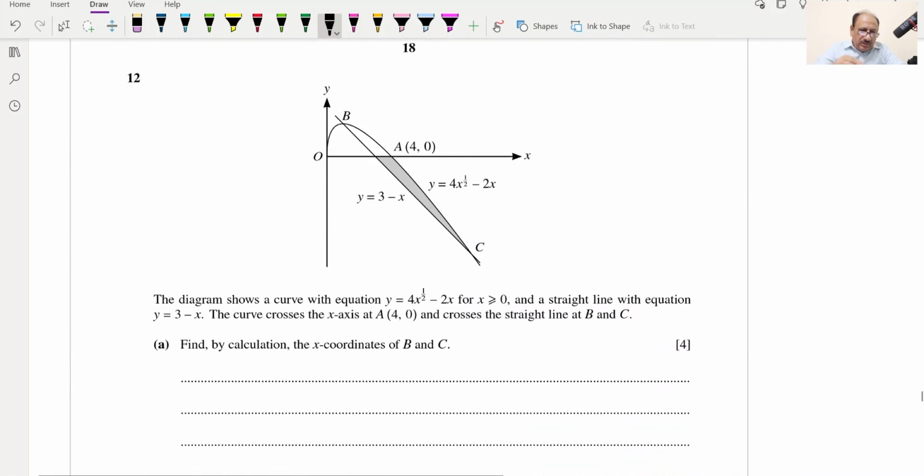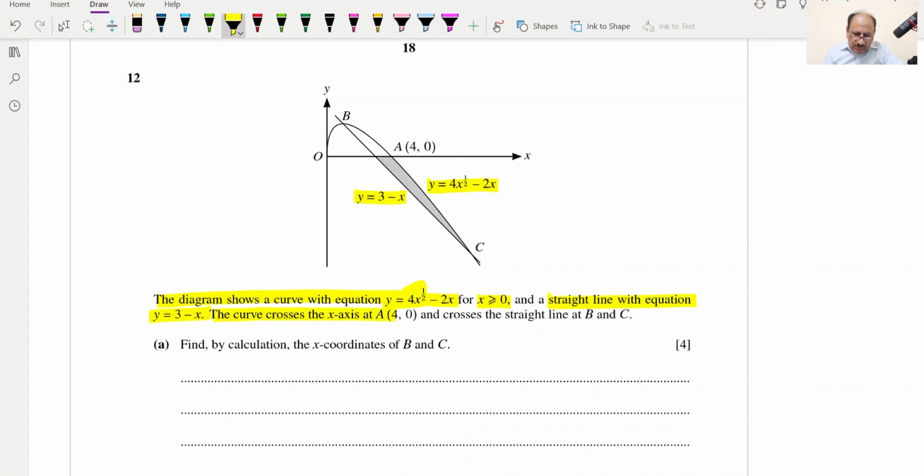Question number 12, a diagram is provided, which is giving us detail. The diagram shows a curve with equation y is equal to 4x plus 1 raised to the power 1 by 2 minus 2. So this is the curve for x greater than or equal to 0, and a straight line with the equation y is equal to 3 minus x.